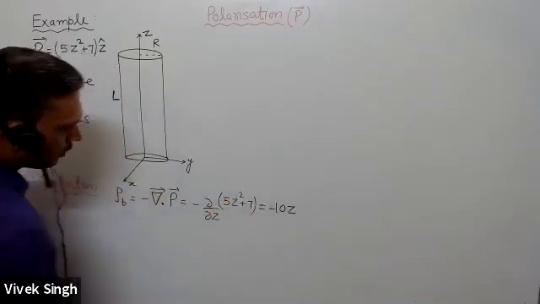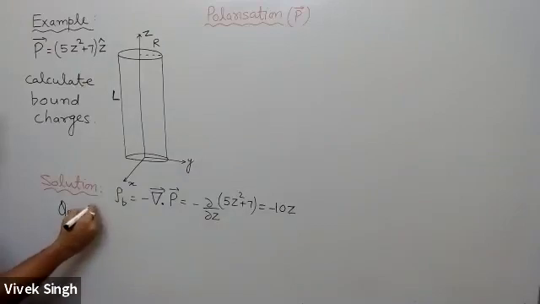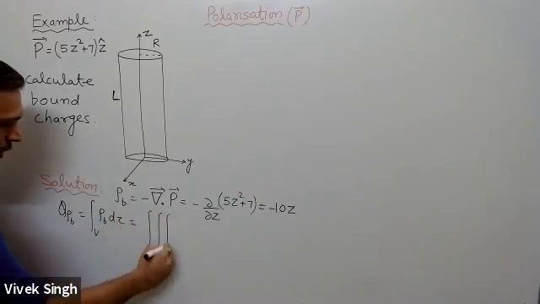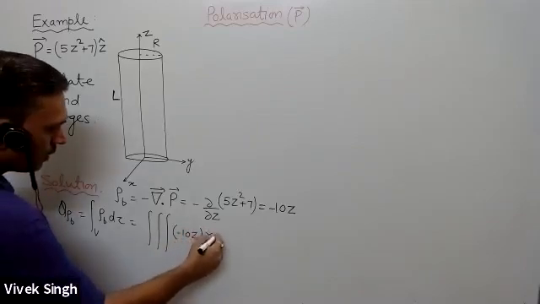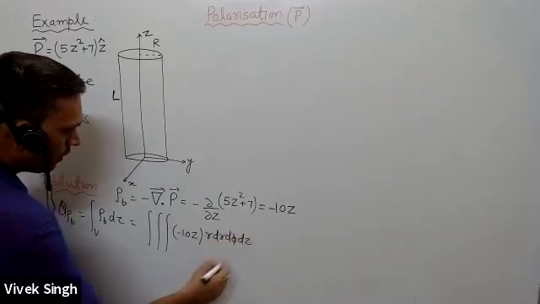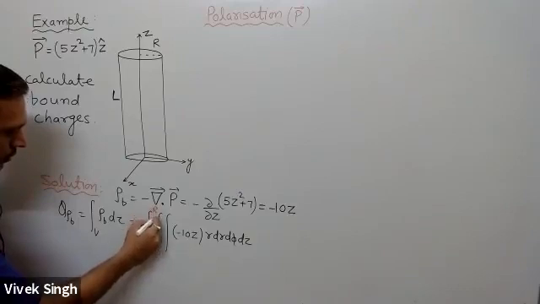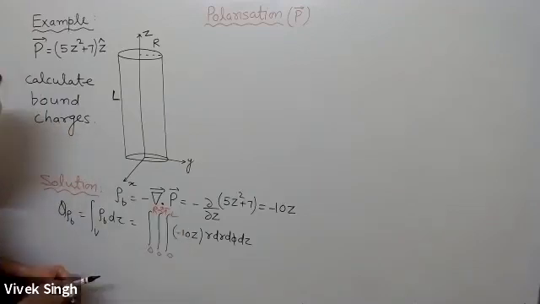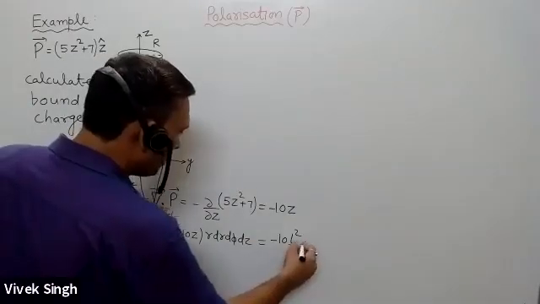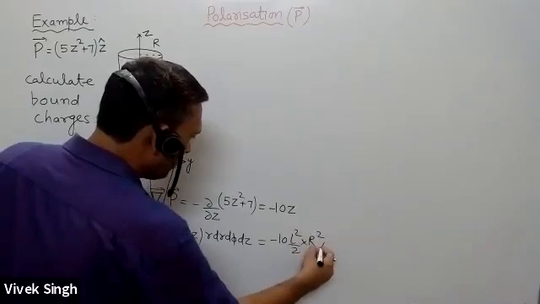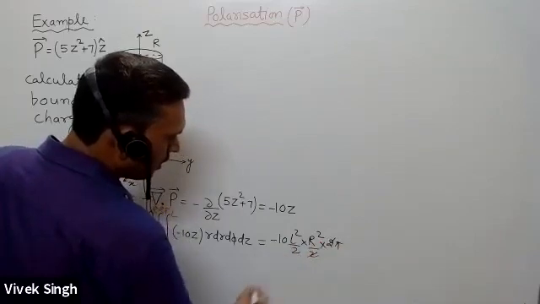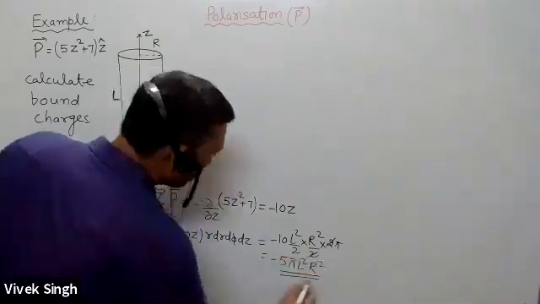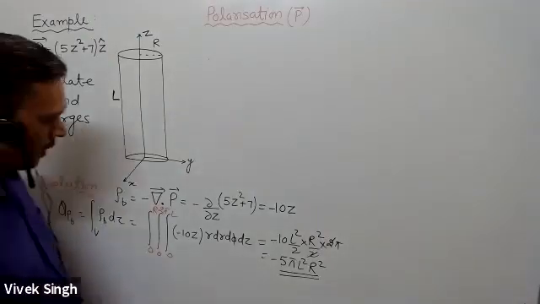So the volume bound charge density is a function of Z. What will be the total volume bound charge? Q is the volume integral of rho B d tau. So this will give you minus 10Z, and d tau is R dr d phi dz. And what will be the limit of R? In this case 0 to R, phi 0 to 2 pi and Z 0 to L. So this will give you minus 10 L square by 2, then R square by 2 into 2 pi. So this 2 will cancel out and this will give you minus 5 pi L square R square. This is the volume bound charge.